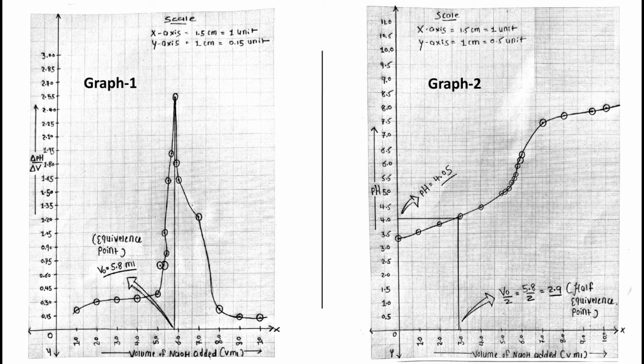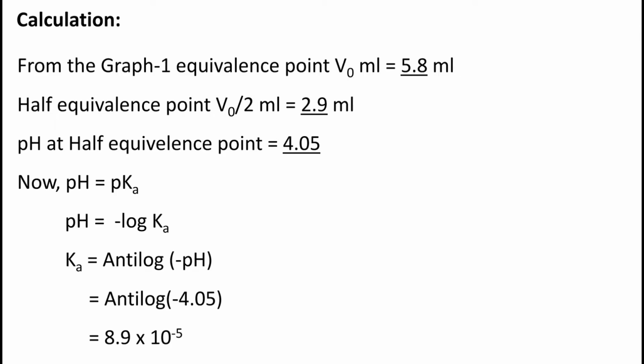Now from observation table 2, plot graph 1 and graph 2. Graph 1 is volume of NaOH added versus delta pH upon delta V, from which we can get the equivalence point V0, that is 5.8 ml. And graph 2 is volume of NaOH added versus pH, and putting the value of half equivalence point, that is 2.9, we can get pH, that is 4.05. Finally, do the calculation of acid dissociation constant from pH as shown.